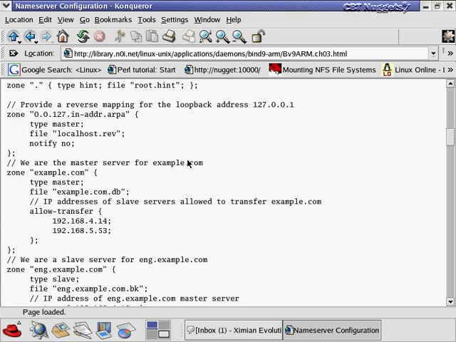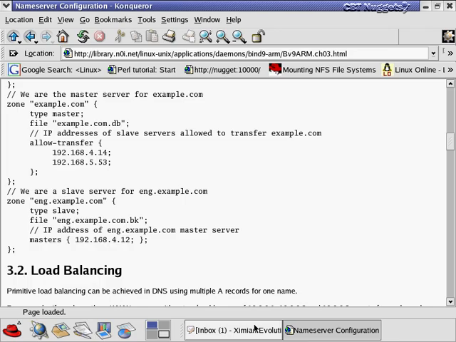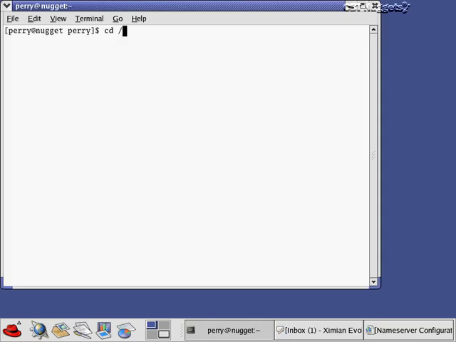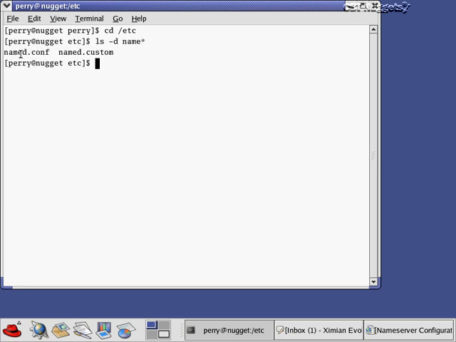Okay. Now, one thing that you have to think about with regards to Red Hat Linux is that when you look at the etc directory, there are going to be two files in there. Let me just list those files that start with name. There's named.conf and named.custom. These are like a team of configuration files. Named.conf is what's generated when you type Red Hat config bind.